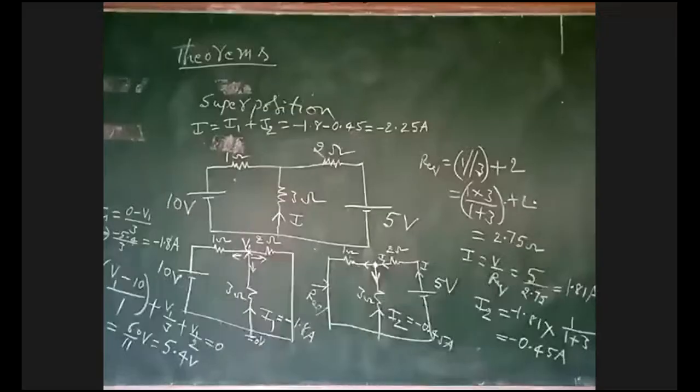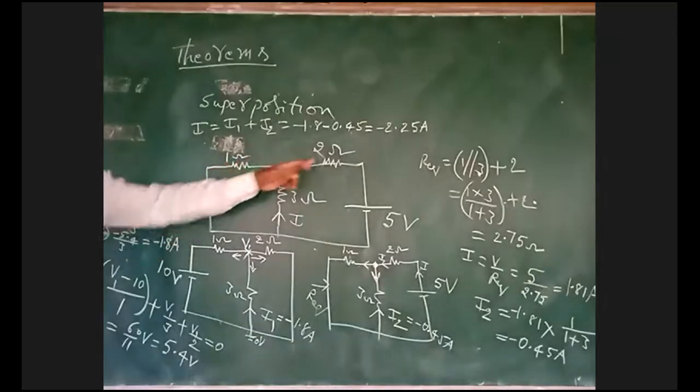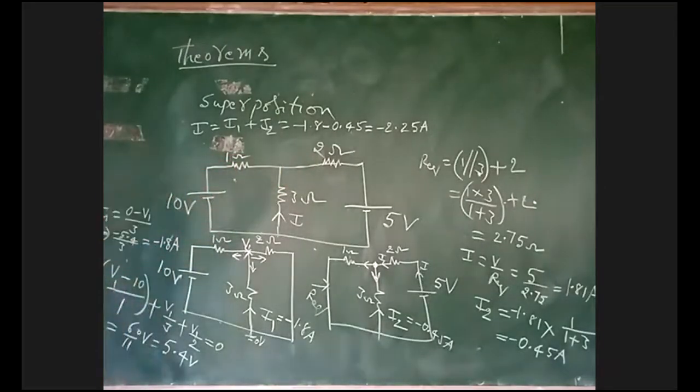2. Bilateral means current can flow in any direction. See here, current can flow in this direction, and current can flow in the reverse direction also. Bilateral means current can flow in any direction, in either direction. That is the meaning of bilateral.